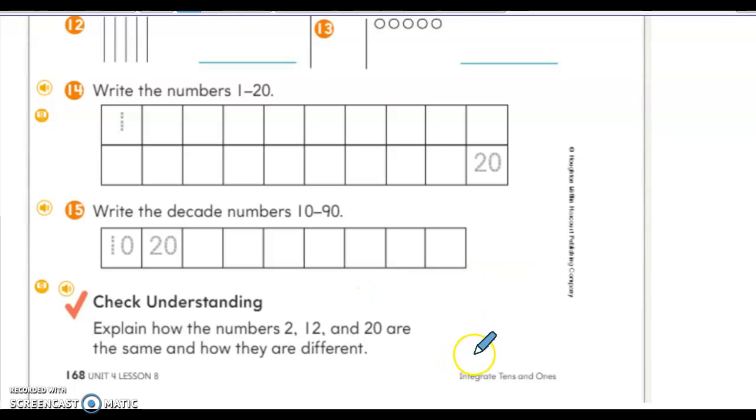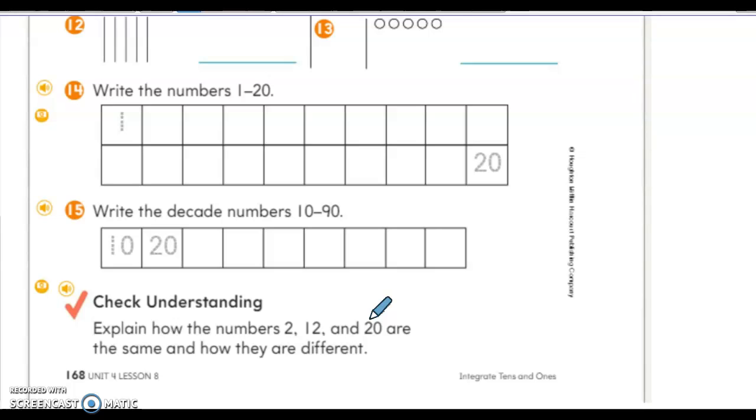Okay, the last thing I want to talk to you about today is check for understanding, and we want to explain how the numbers 2, 12, and 20 are the same and how they are different. So I bet you it's easy for you to tell me how they're the same. What do they all have in common? Which numeral do you see in each one of these? Did you say 2? You are correct.